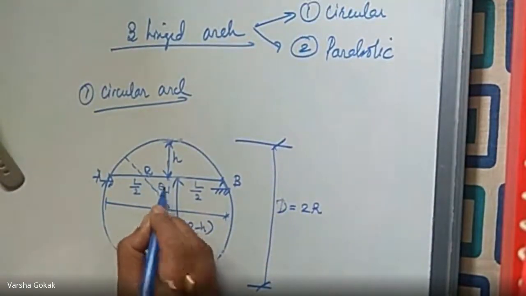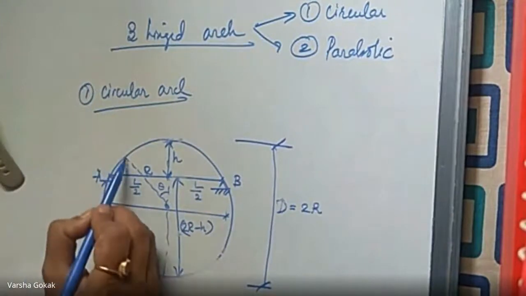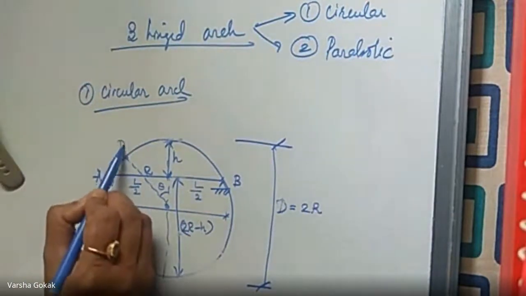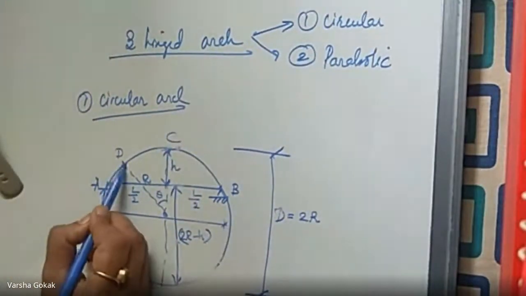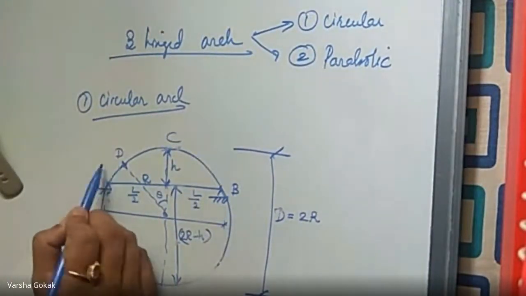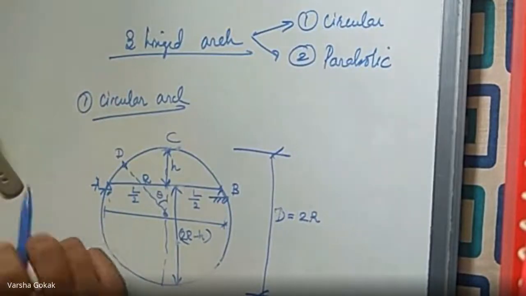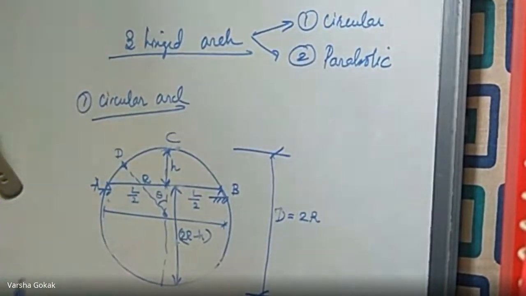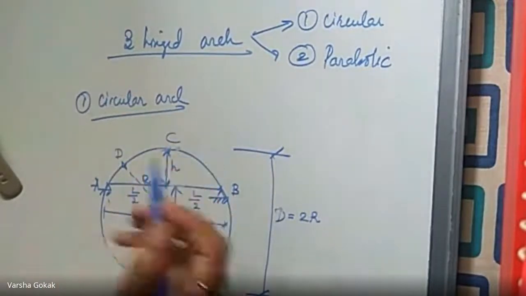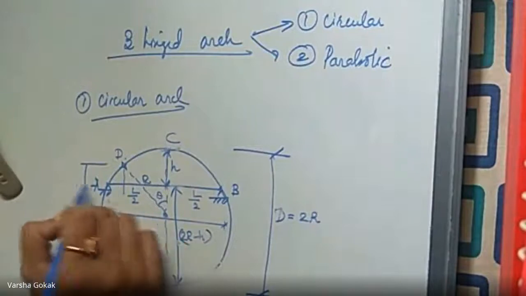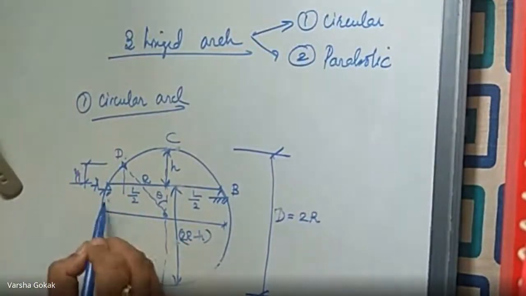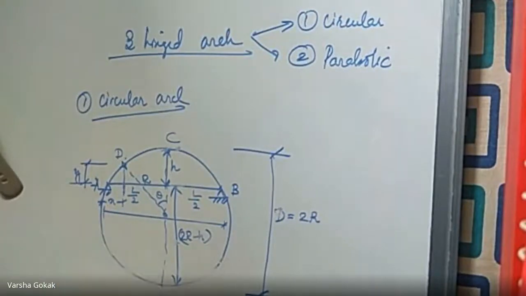Let this angle be theta. And here I will consider a point D. So this A, B, C is the crown, let us call it C, and let us take a point D at this junction. These coordinates I want. Coordinate means what? It is at what distance X and Y from some particular support. So we will drop a perpendicular from here. Let this be Y, and this perpendicular would be X. Okay, so this is the figure.